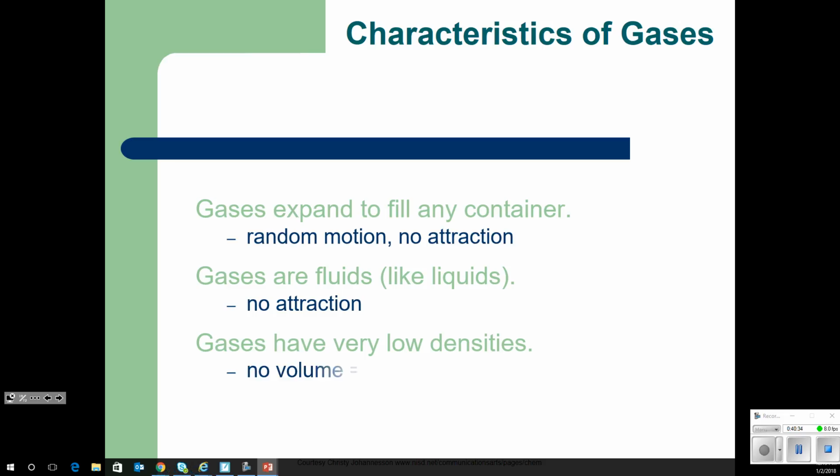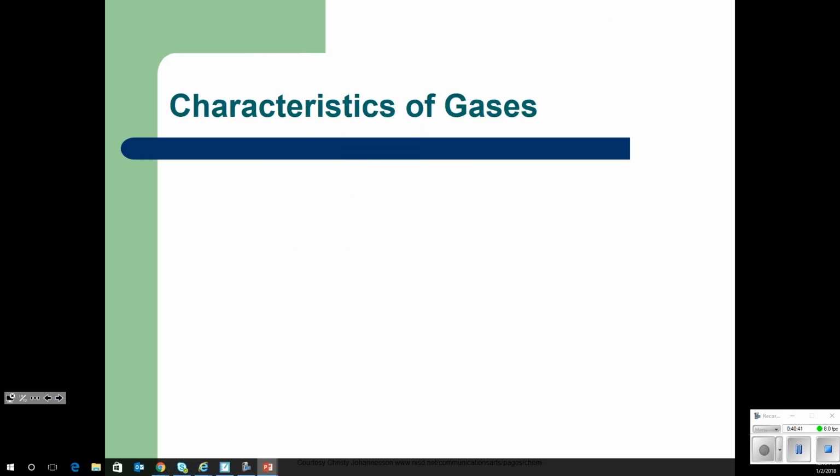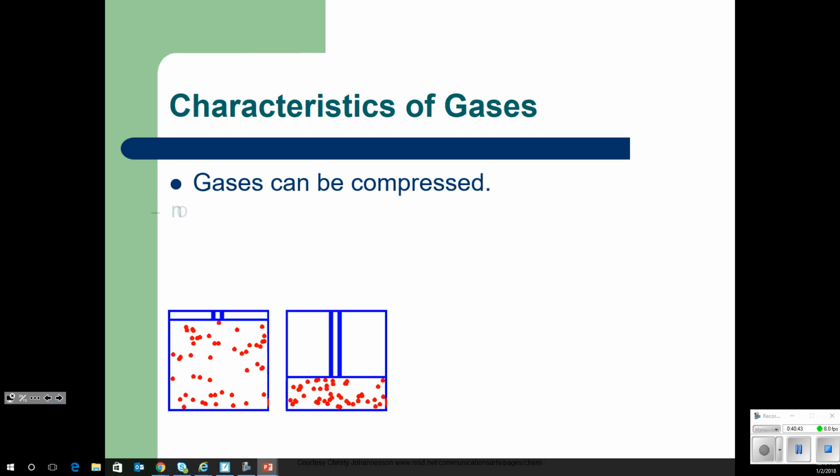That'll be worse. Okay? Gases have very low density, no volume, lots of empty space. So, some other characteristics, they can be compressed. No volume, lots of empty space, so I can compress them.